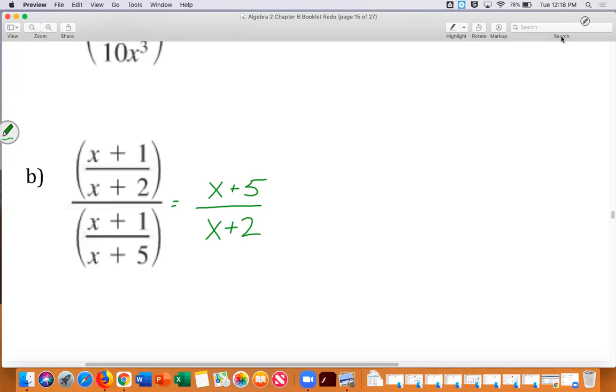So we got x plus 5 over x plus 2. All right. So x plus 1 divided by x plus 2, all divided by x plus 1 over x plus 5, multiplied by the reciprocal. So we're going to flip that bottom fraction. So this can be x plus 1 divided by x plus 2 times x plus 5 divided by x plus 1. The x plus 1's cancel, and I'm just left with x plus 5 over x plus 2. All right, cool.